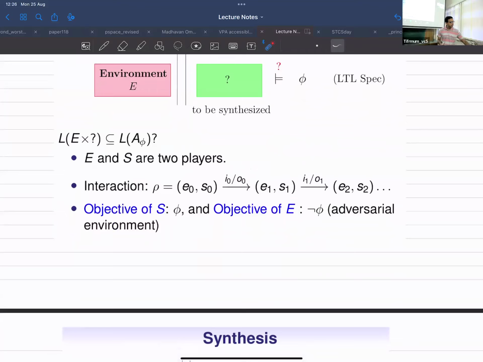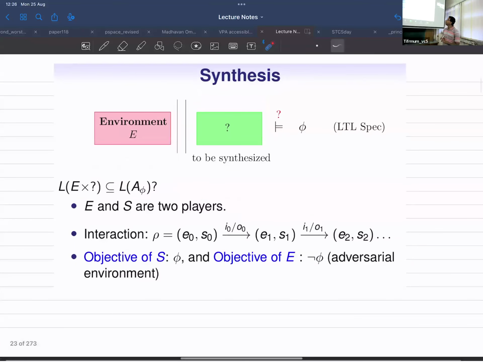And the synthesis can be viewed as a two-player game. So what is the idea of the two-player game? What are the two players? There is this environment and the system. So these are the two players. I can also consider the environment as, I will sometimes call it, a max player or a min player, or player 0, player 1, but essentially these are the two players.